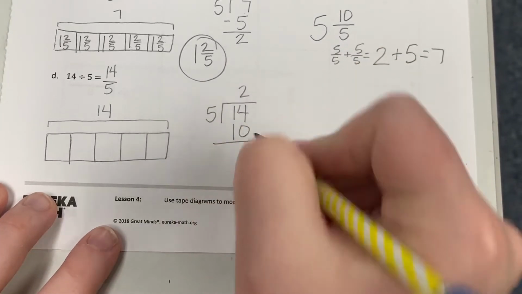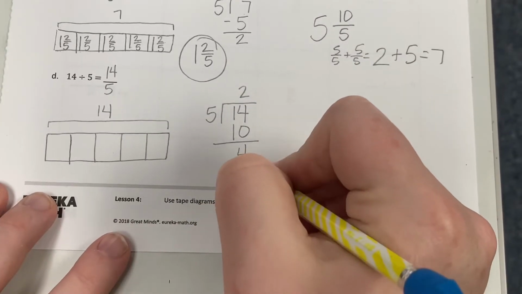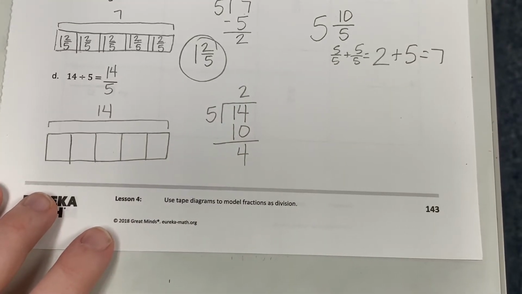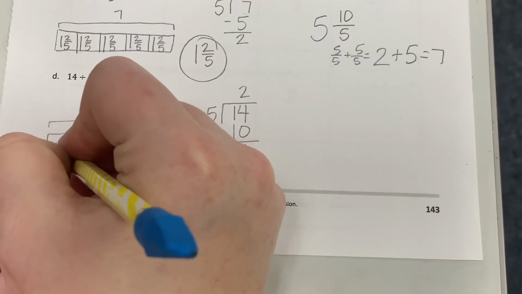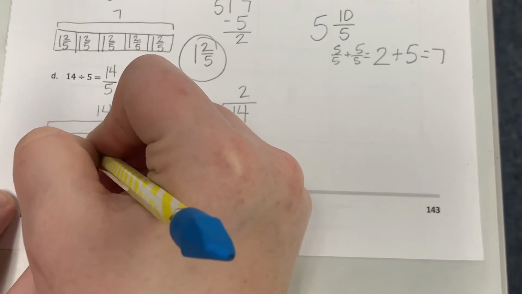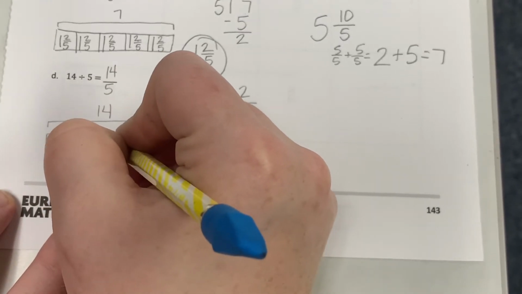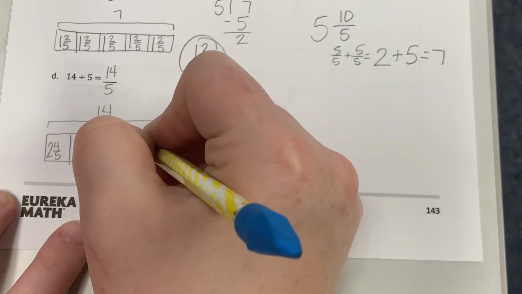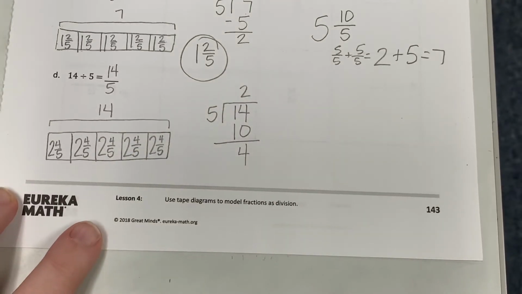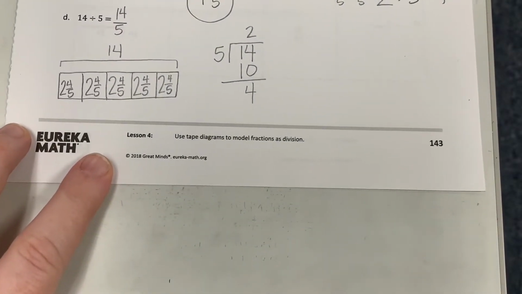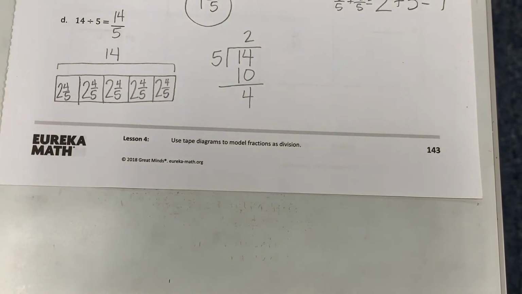And how many do I have left? 4. So how much is each piece worth? Put it back together. 2 and 4 fifths. Very, very good. Everybody should have that written so far.